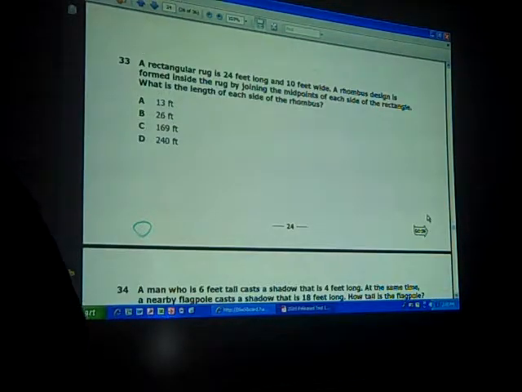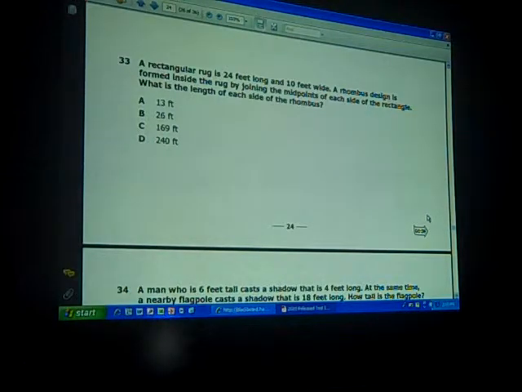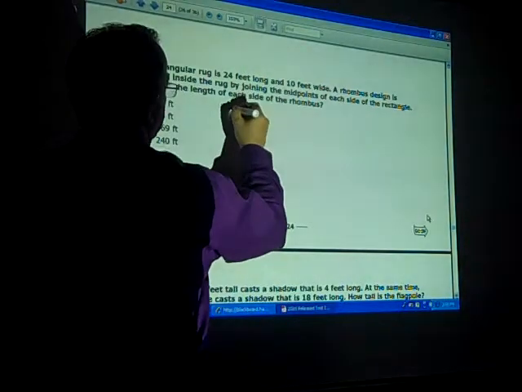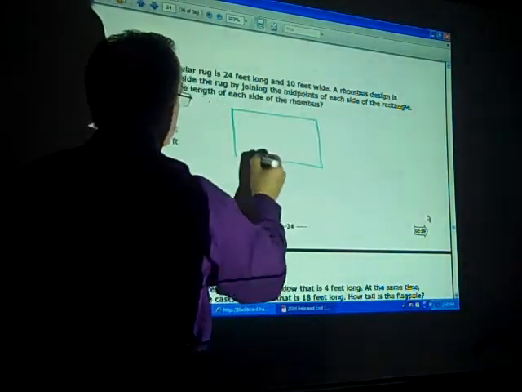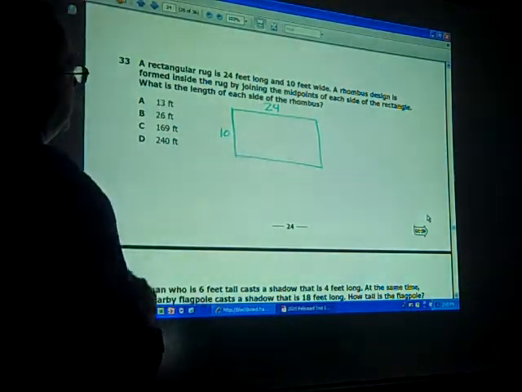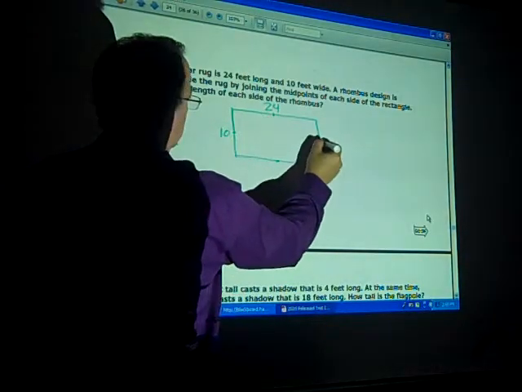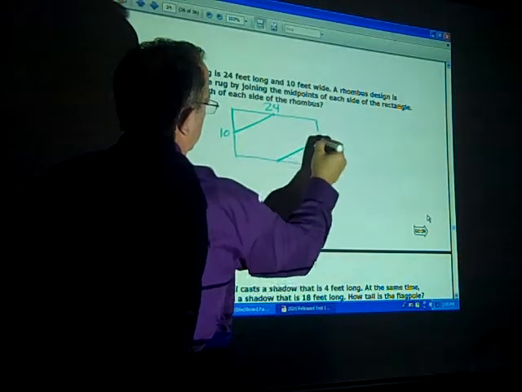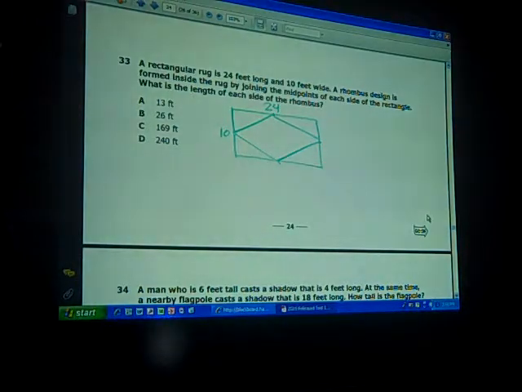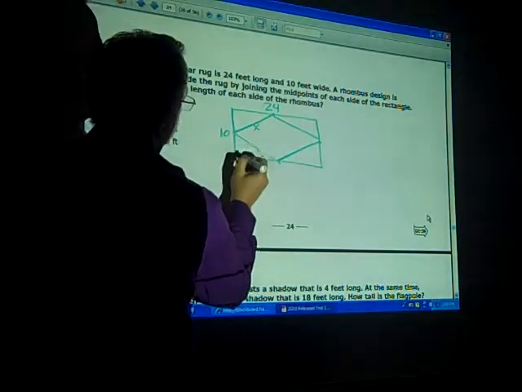33. Rectangular rug is 24 feet long and 10 feet wide. Rhombus is formed inside the rug by joining the midpoints of each side. What is the length of each side of the rhombus? Okay, so first, a rectangle, 24 by 10. Okay, the rug joins the midpoint of each side, so something like that. So a rhombus. Okay, now we need to find the length of each side of the rhombus, so we need to find this. Okay, well if this is a rectangle, we've got all right angles here.